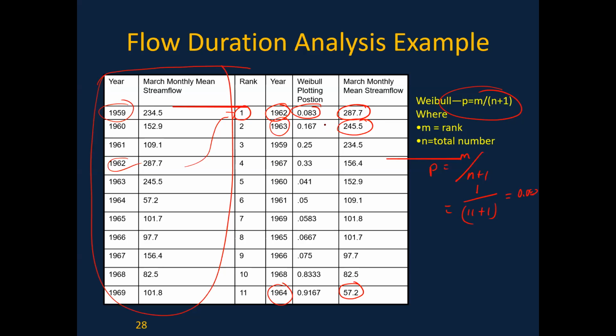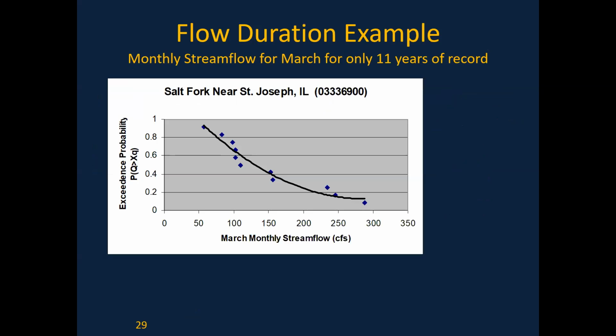And so I went through this whole exercise, repeated this down through this example, and then I simply plot the Weibull plotting position versus the stream flow value, and you can see what that looks like. This is the March monthly stream flow. This is the exceedance probability. It goes all the way from the lowest value down here. I don't have that much data, obviously only 11 years of March stream flows, but this gives you an idea of what the average monthly stream flow would be in March for this particular stream gauge.